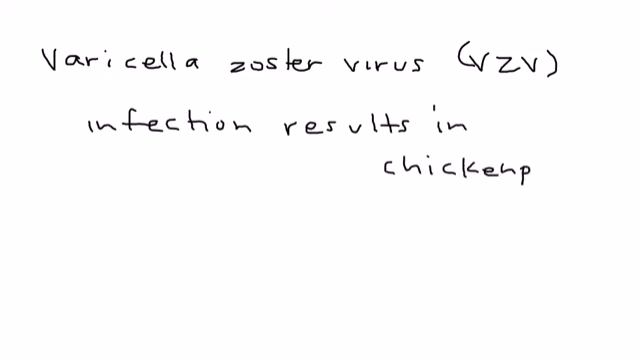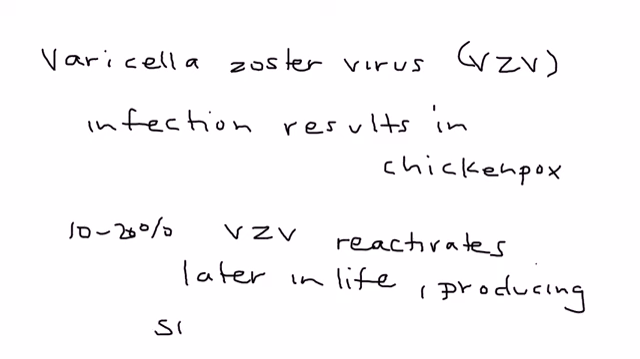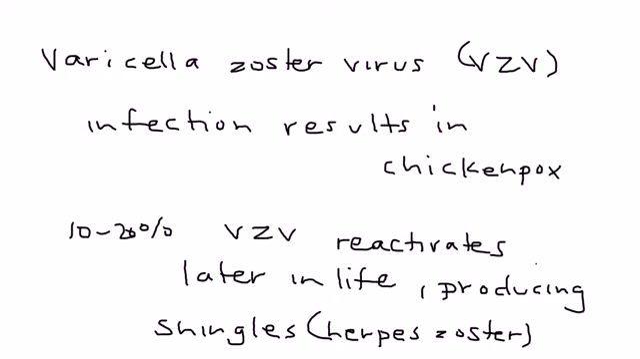Now what happens is, later on, in approximately I'd say 10 to 20% of cases, the varicella zoster virus can reactivate, and when it does, it causes shingles. So very important to remember that distinction. And shingles is just another name for herpes zoster. So don't get confused with these terms, just understand what the name of the virus is and what the name of the actual disease is.